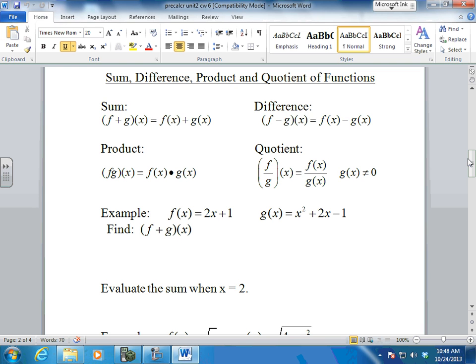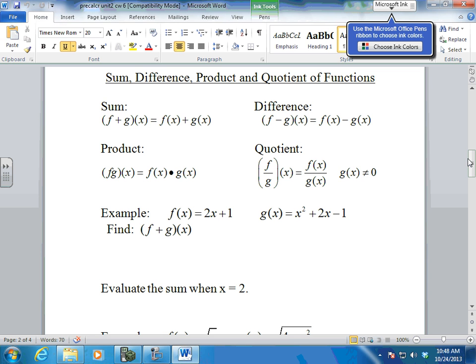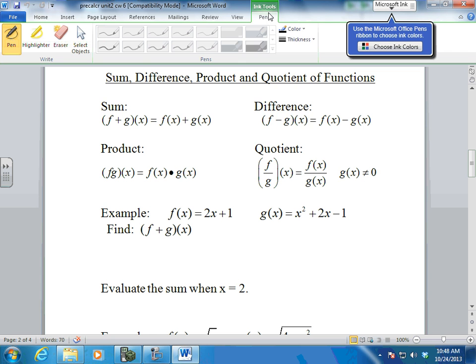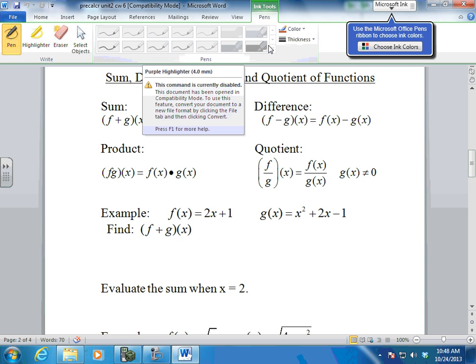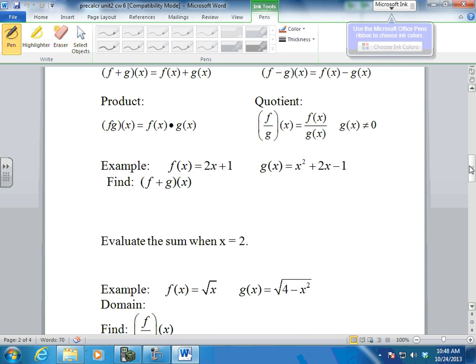A product just says you're going to multiply them. A quotient says we're going to divide them. It's really very basic, and that's all we're going to do with them at this point. Let's take a look at an example here, and it'll make a little bit more sense.